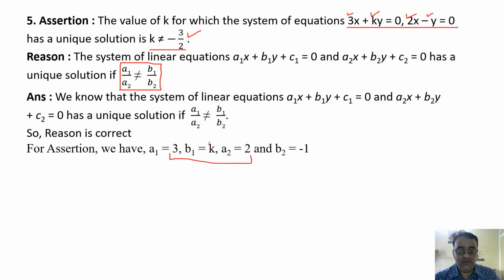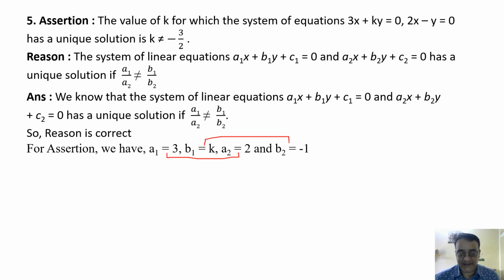3 by 2 and b1 upon b2? 3 by minus 1, right? That is k by minus 1 मिल रहा है ना, ठीक है? So the ratio a1 upon a2 is 3 by 2 and b1 upon b2 is k by minus 1, right? And we know that a1 upon a2 is not equals to b1 upon b2.